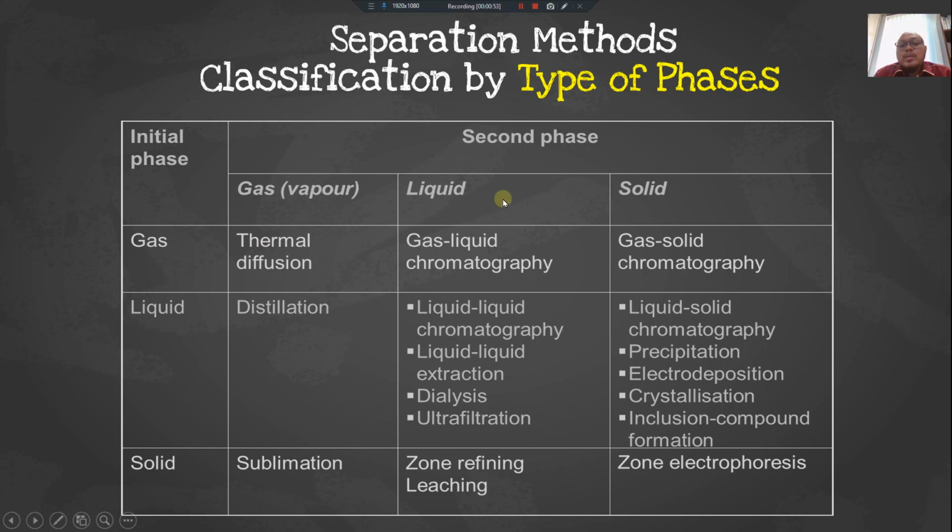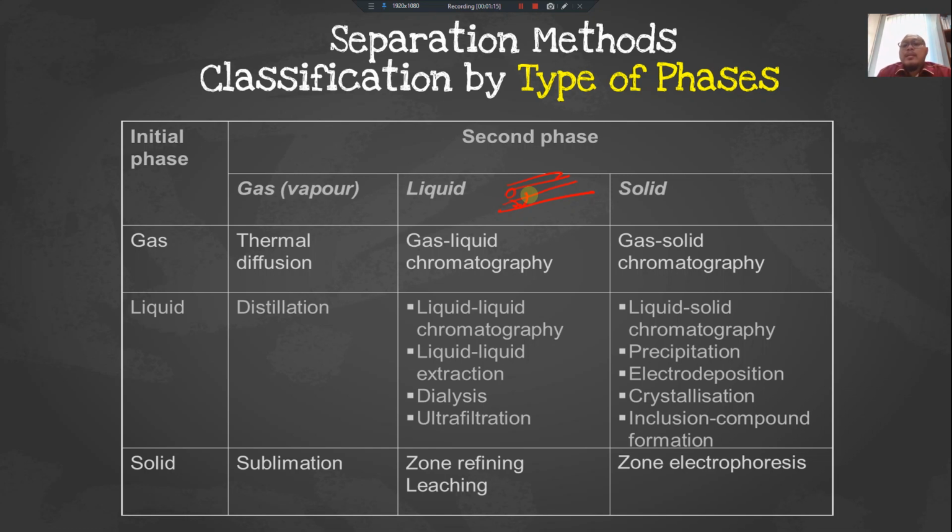Okay, we can use gas liquid chromatography. It means that the sample is in gas form, and your stationary phase is coated in liquid. So your analyte is in gas form, and it will interact with the liquid stationary phase for them to be separated.